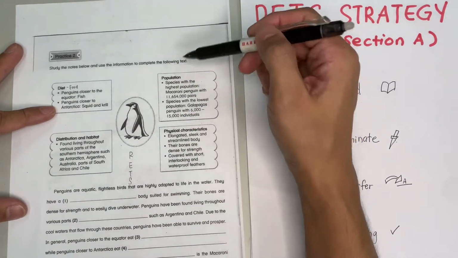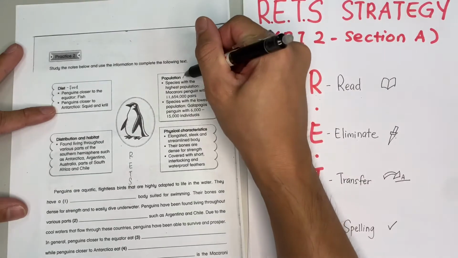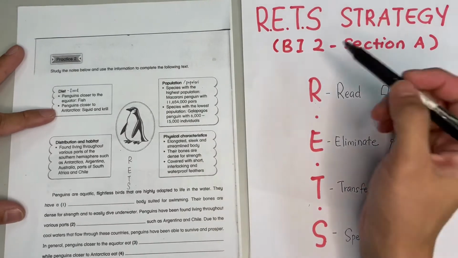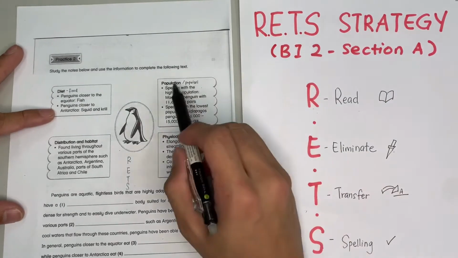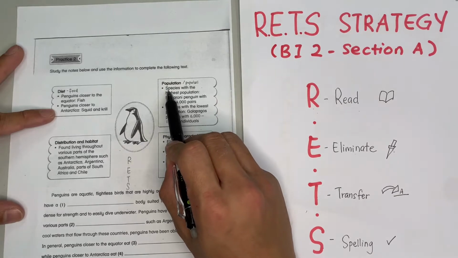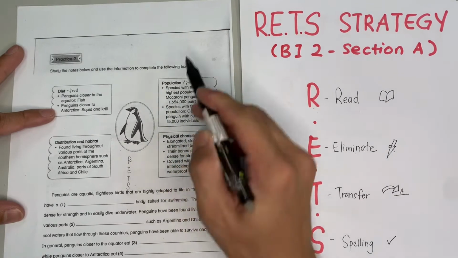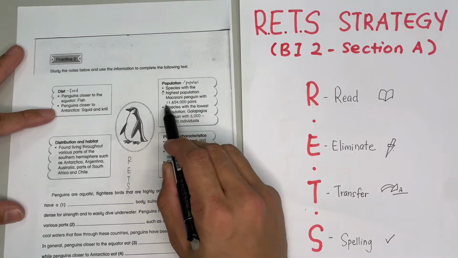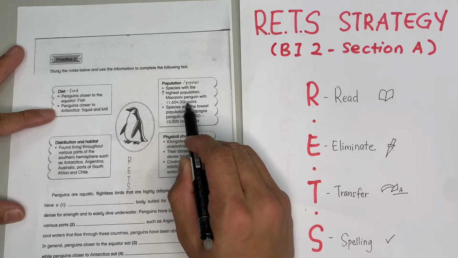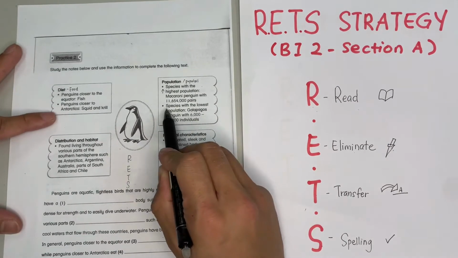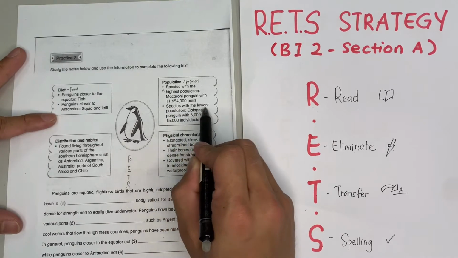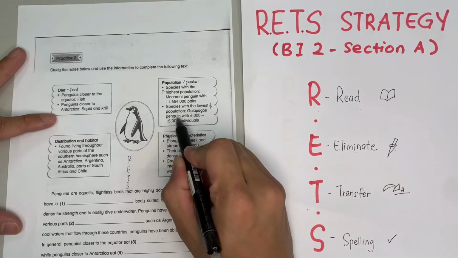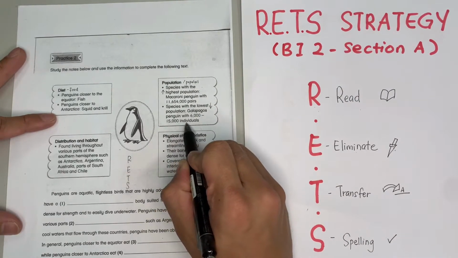Let's look at the second box. Population. In BM we call it populasi, the number of animals left on Earth. Okay, the number of species left on Earth. Let's look at the first note. Species with the highest population. The highest, paling tinggi: macaroni penguin with 11,654,000 pairs. Okay, so next, species with the lowest population: Galapagos penguin with 6,000 to 15,000 individuals.